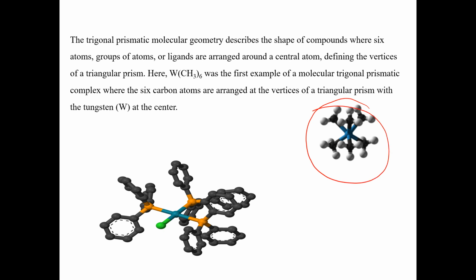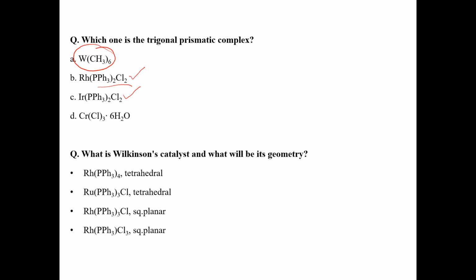So the trigonal prismatic molecular geometry describes the shape of compounds where six atoms, groups of atoms or ligands are arranged around a central atom, defining the vertices of a trigonal prism. Here, this is the first example of this type of shape. Tungsten is the center and six methyl groups are connected.